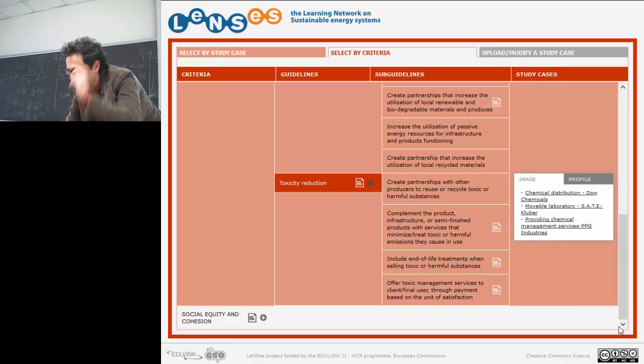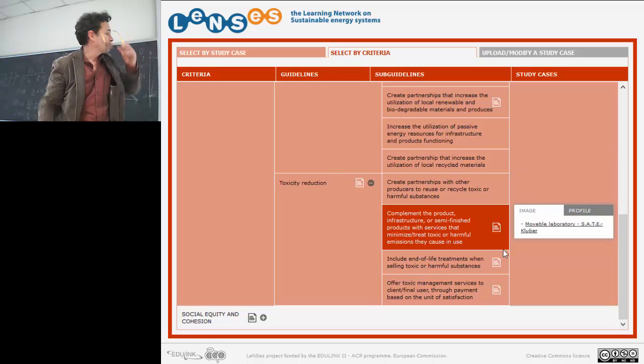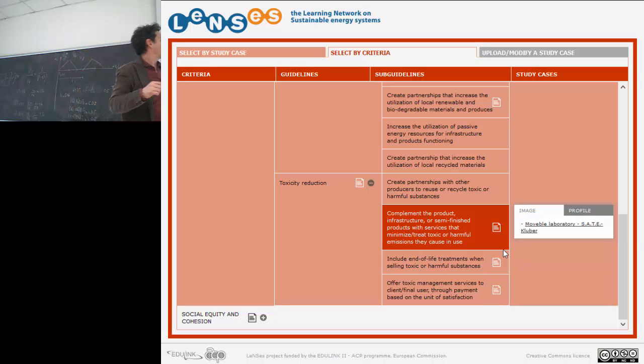So toxic reduction. Well, again, I don't show you this, but one guideline could be complement the product infrastructure with services that minimize the treatment at the end of life of toxic substances or material. And this could be the case again of Kluber. You know, it was both optimizing the use of the product, of the lubricants, but even the waste treatment.